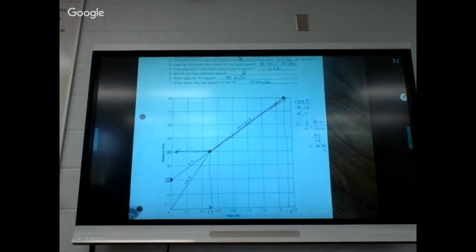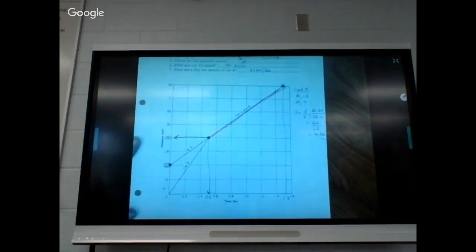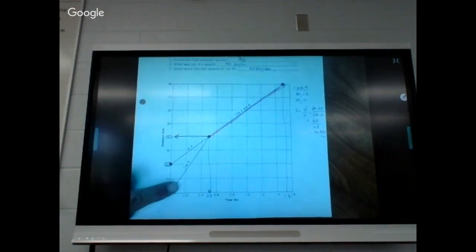So we just solved half of our work. Now, what part of the line have we not done? We've not done this part of B right here, right? We got to do that part. We got to do this part right here.